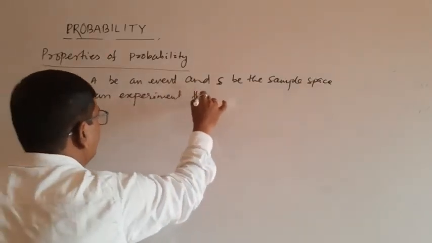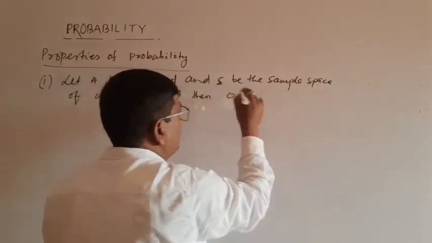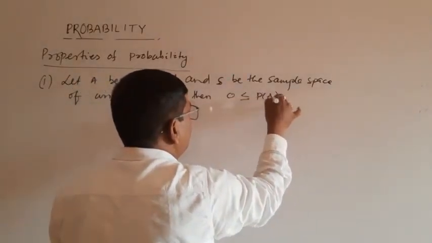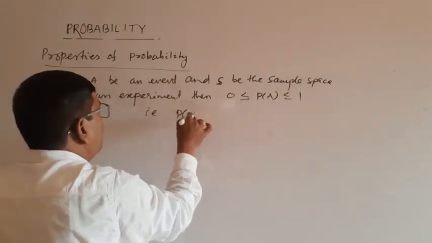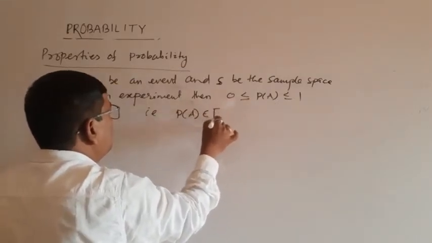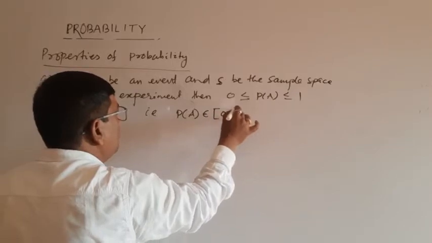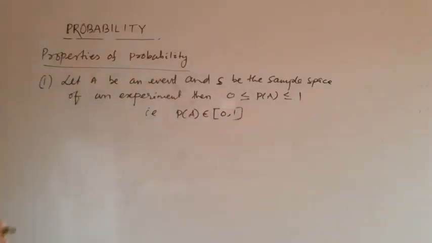Then 0 is less than or equal to P of A, which is less than or equal to 1. That is, the probability of A lies in the interval 0 to 1. Proof.